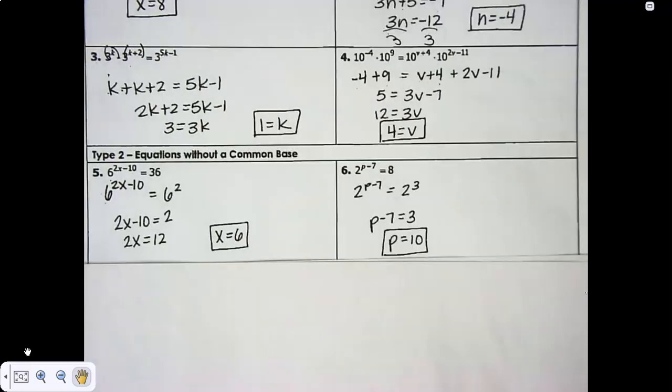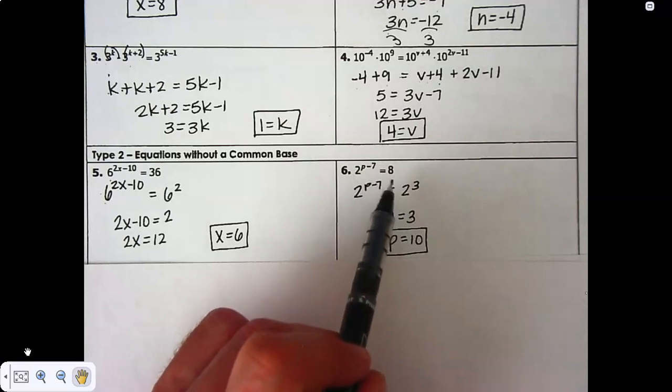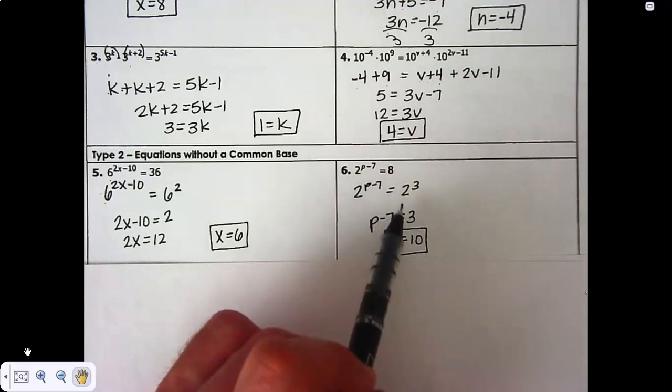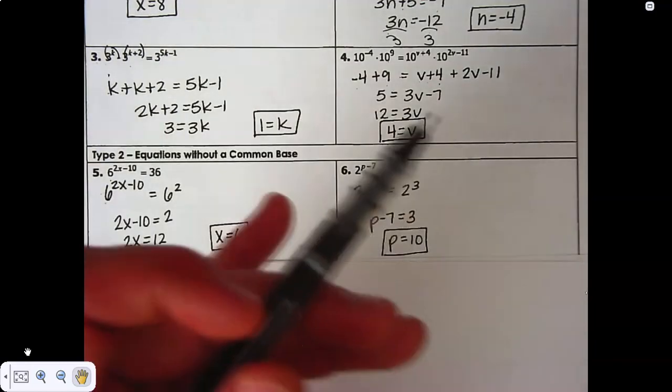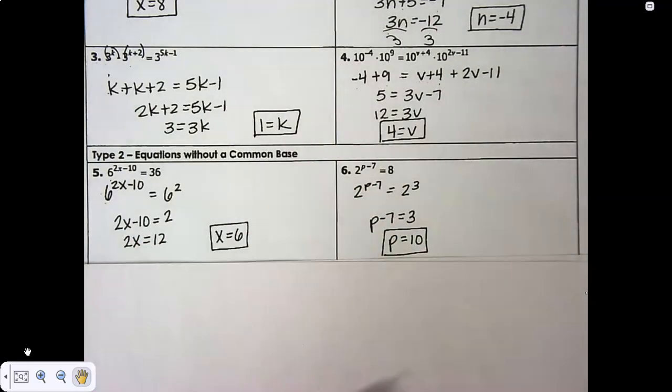anything we couldn't handle. For number 6 now, we have 2 to the p minus 7 equals 8. I have a base of 2, so you want to ask yourself, can I rewrite 8 as an exponent with a base of 2? And 2 times 2 is 4, times 2 again, that's 3 of them, is going to be 2 to the 3rd power. So you can rewrite 8 as a power of 2.